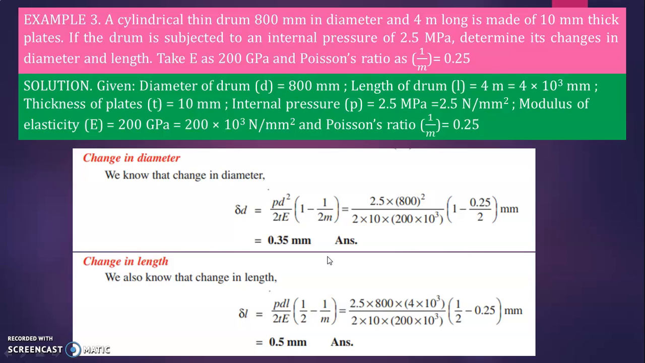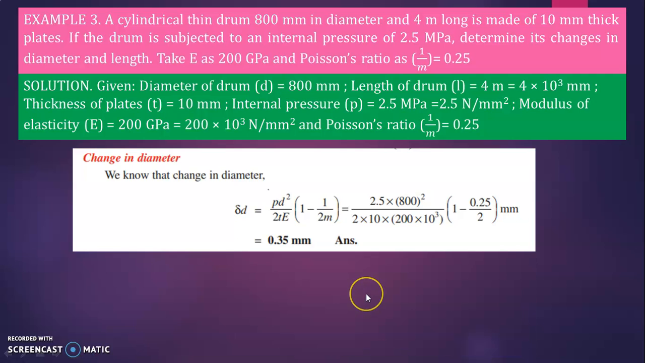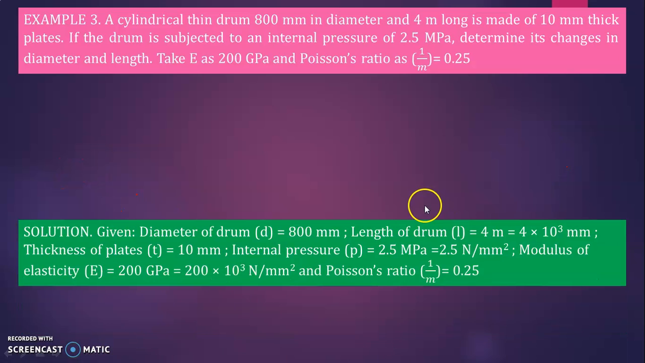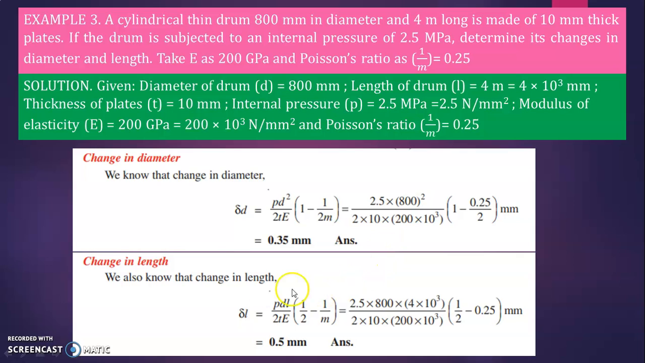Then change in the length, again use the formula. Change in the length is equal to PDL divided by 2TE into 1 divided by 2 minus 1 divided by m. Substitute all the values, you get 0.5 mm. You can use the other formula also. What is that? PDL divided by 4TE into 1 minus 2 divided by m. This also you can use. It will give the same answer. You can cross check that. Okay, so like this you can find the change in the diameter and the change in the length.